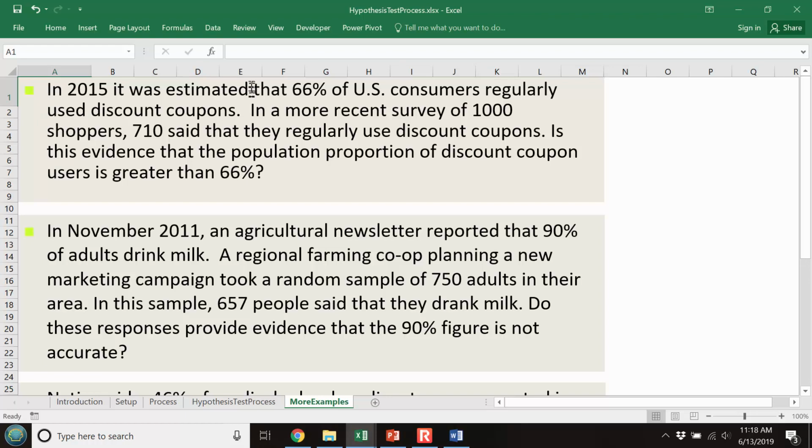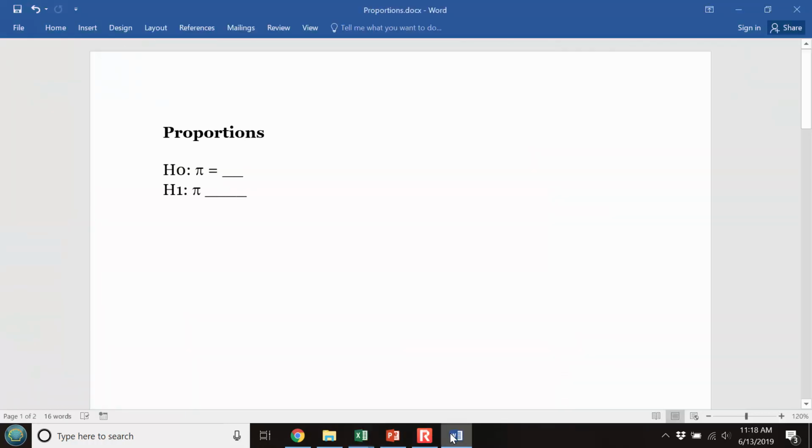We have a population statement that 66% of consumers use discount coupons. There's your pi. A more recent survey says that 710 out of 1,000 use coupons. So you want to know, is this evidence that pi is no longer 66%? We're going to get a p-hat out of this. So let's go over and think about our hypotheses. The null hypothesis is that pi is still 0.66.